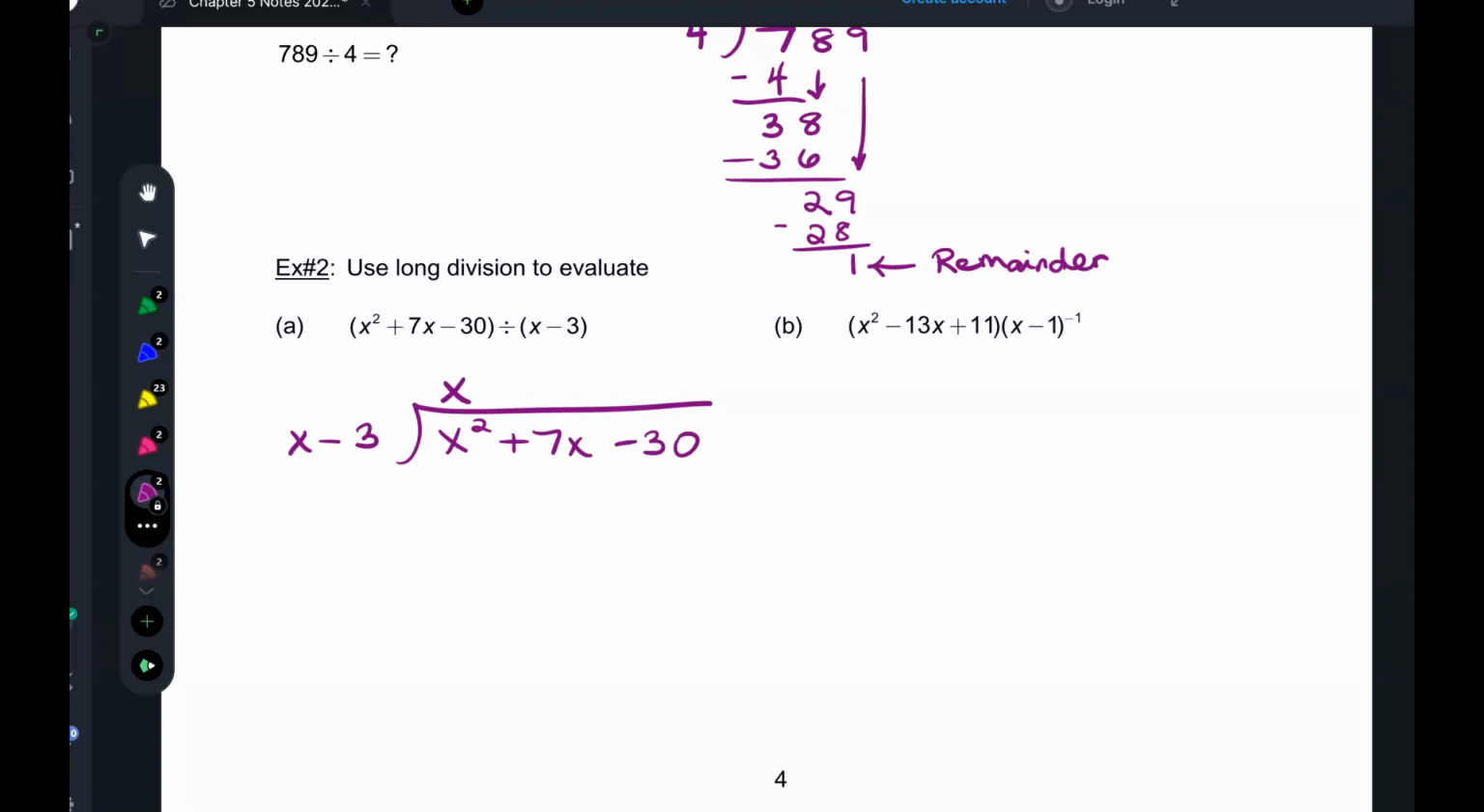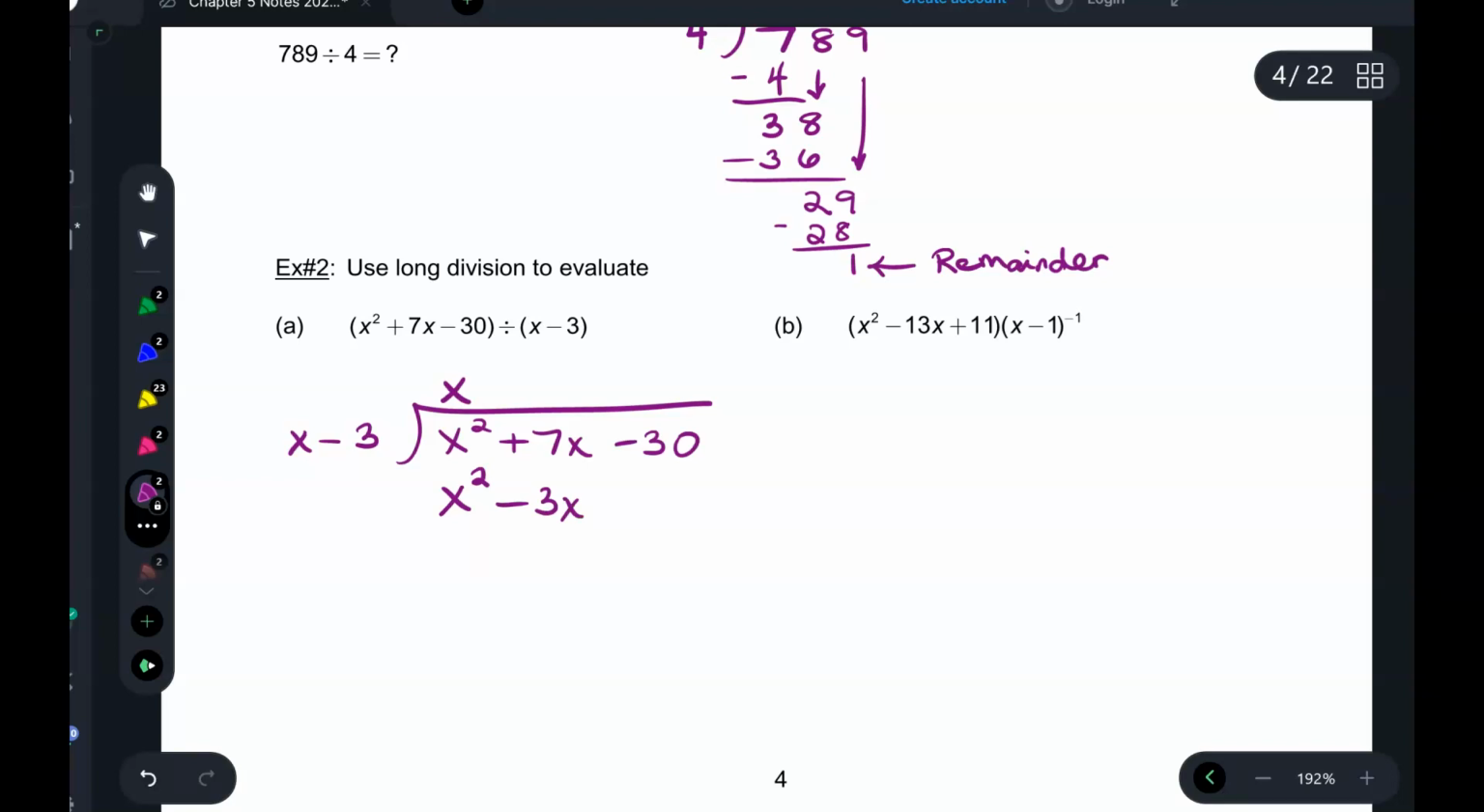All right, when we did long division, what did we do next? We multiplied. Okay, so I'm going to take x times x, which is x squared. X times a minus 3 is minus 3x.